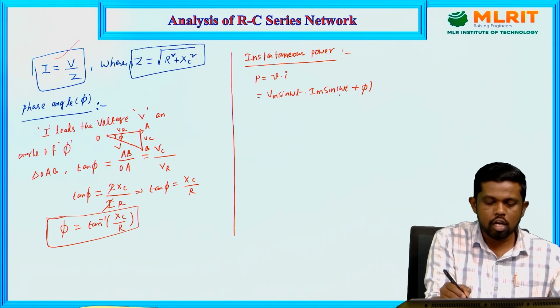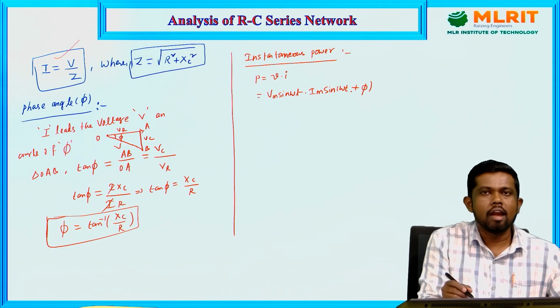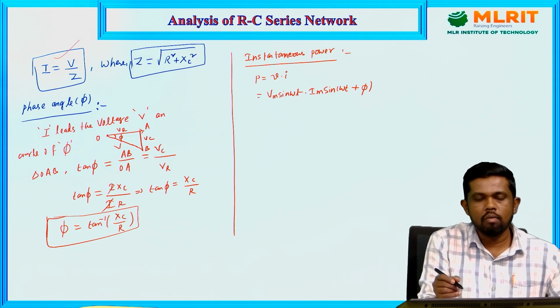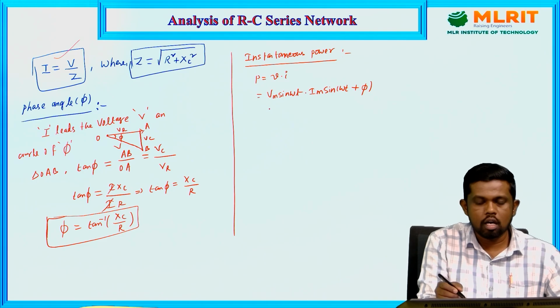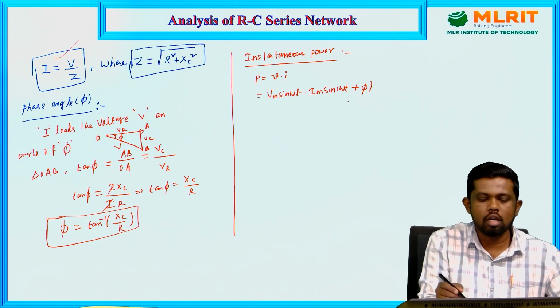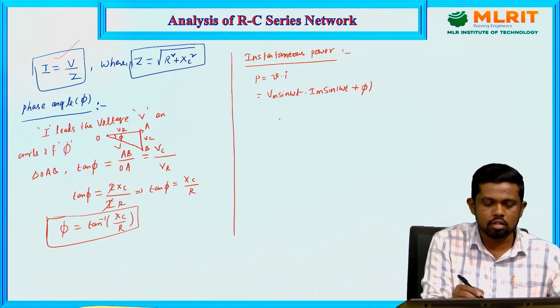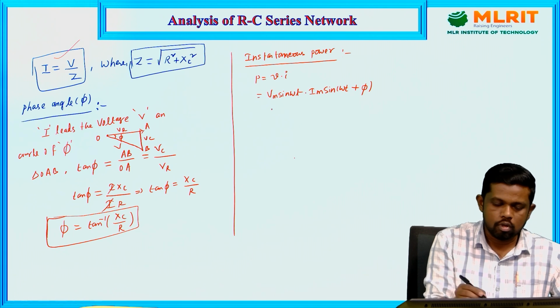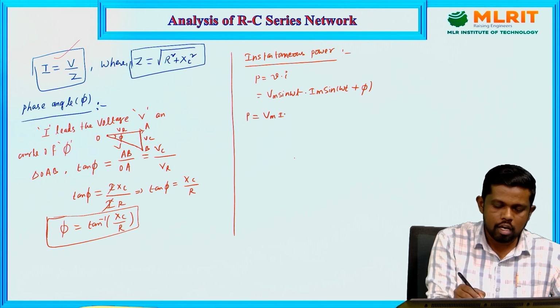Previously it was minus phi, because the current of the RL series circuit always lags the voltage by an angle of phi. In this case, the current of the RC series circuit always leads the voltage by an angle of phi. So we need to do some mathematics here. For that, Vm, then Im, sin omega t into sin of omega t plus phi.